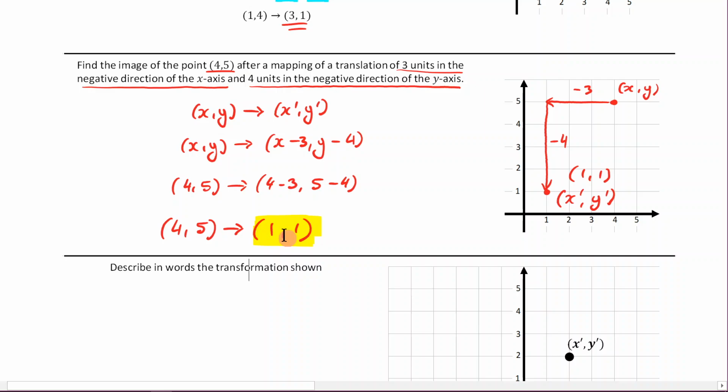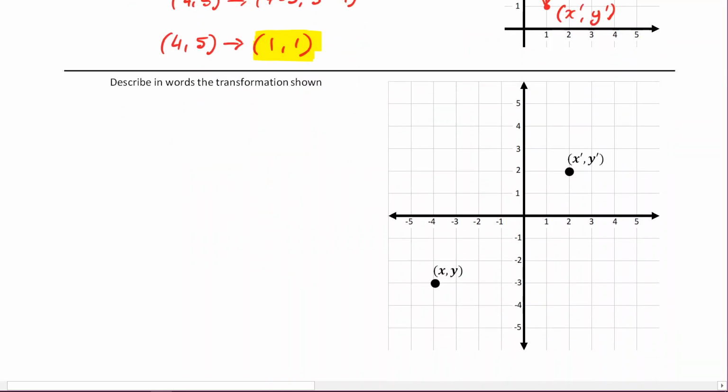All right, let's just do one more similar type question here, which says, describe in words the transformation shown. So we're starting here at xy, and we're going to x dash, y dash. It's important that you know that you're starting here and you're going there. Now, it says, describe in words the transformation shown. We know what type of transformation this is. It is a translation. So it's going to be a translation of, now what is, am I going left, right?